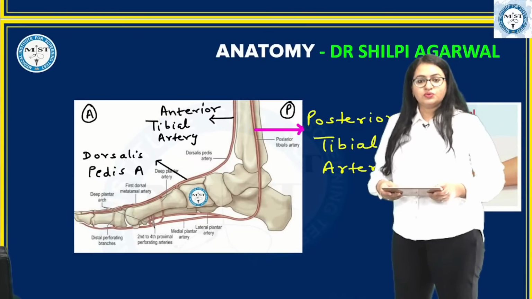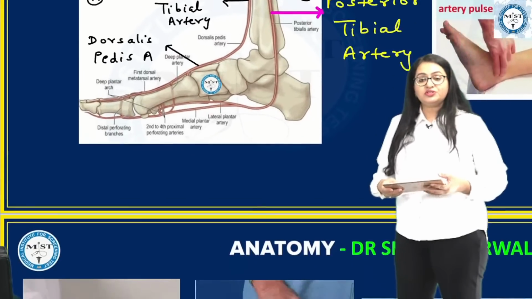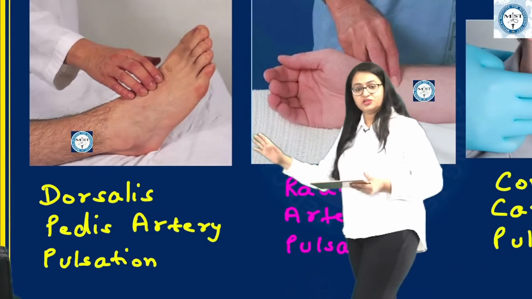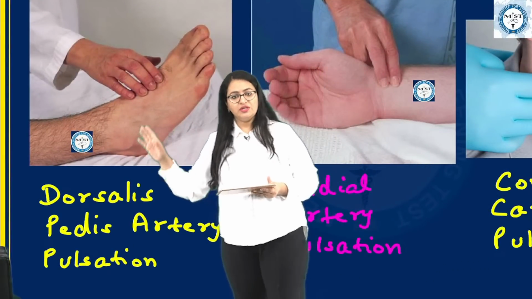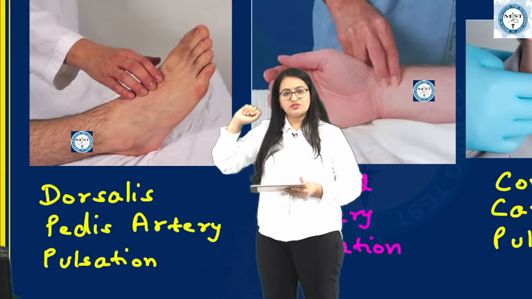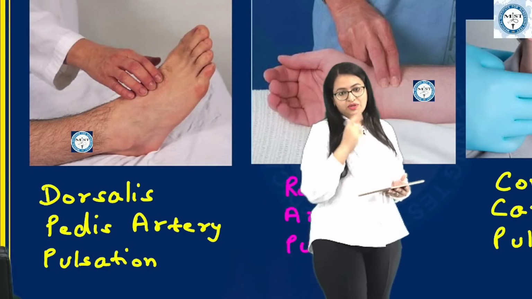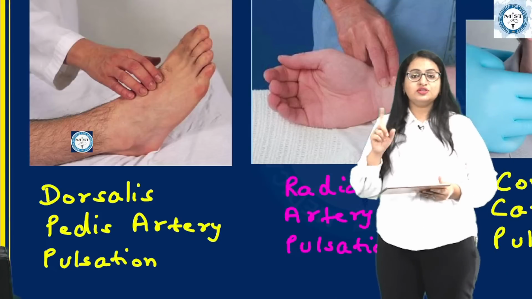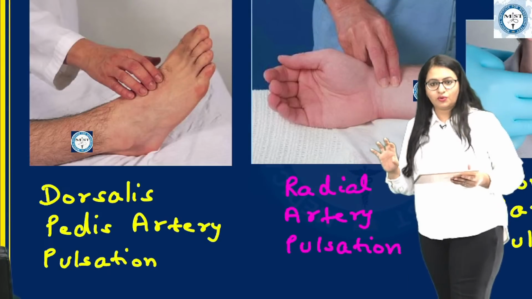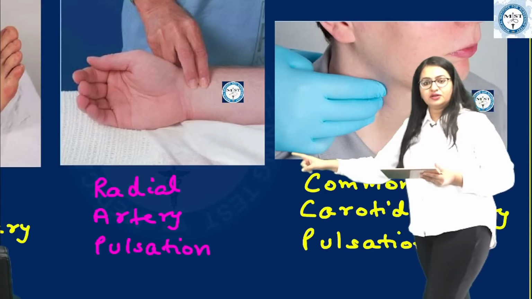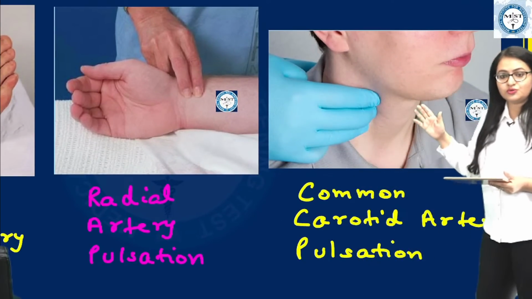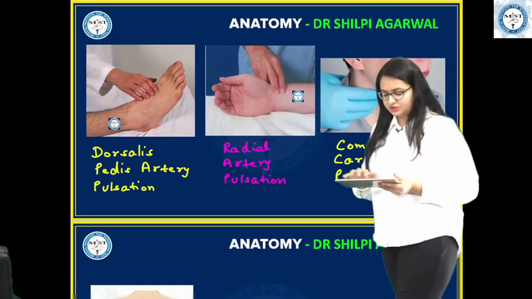Over here, this one pulsation we have mentioned, posterior tibial artery, so I am going to mention the other pulsations also. This is the image for dorsalis pedis artery pulsation. Over here, it is lateral to the extensor hallucis longus tendon. These pulsations we have completely discussed in the live YouTube session for 25 important questions. Over there, we have properly discussed all these pulsations. This is showing the radial artery pulsation, and this one is showing the common carotid artery pulsation.